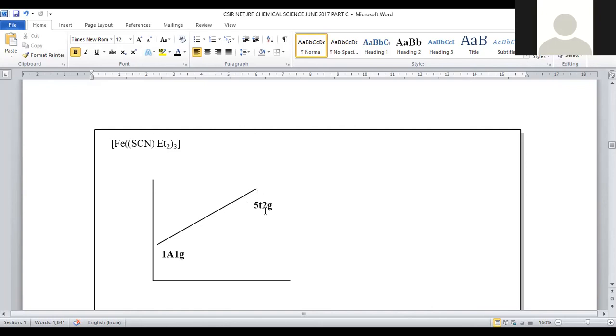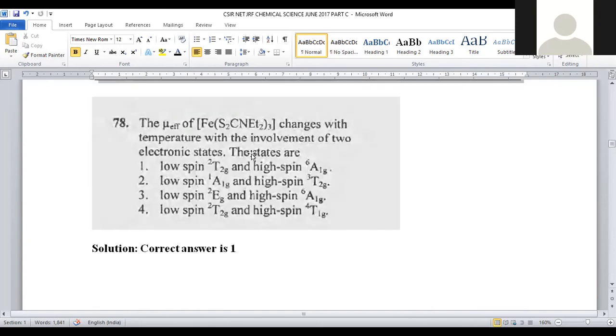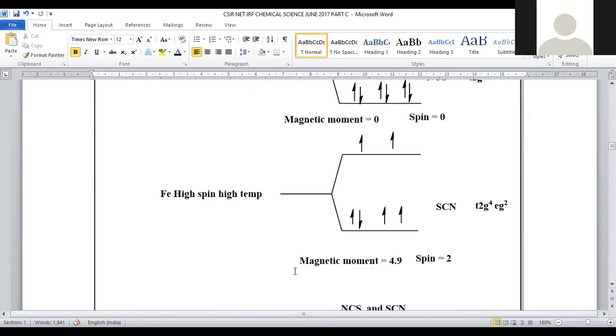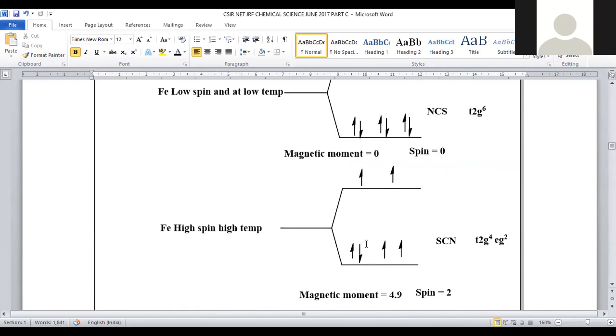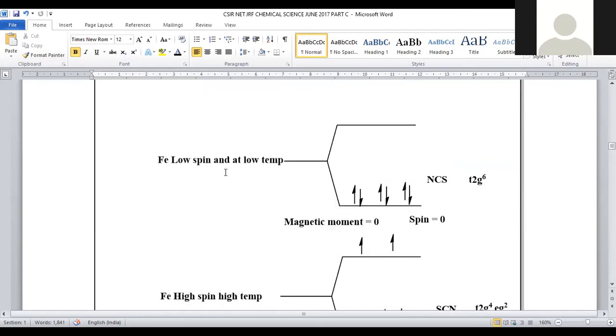So in a low spin complex, only electrons are contributed in the T2G shell. Whenever the complex changes from low spin to high spin, it depends on the binding. When it binds in the form of NCS, this is said to be a low spin complex. And when sulfur is directly linked to iron, there is a possibility of a high spin complex. In a low spin complex, all the electrons are contributed in the T2G shell. There is no excitation. EG shell electrons will not be occupied.